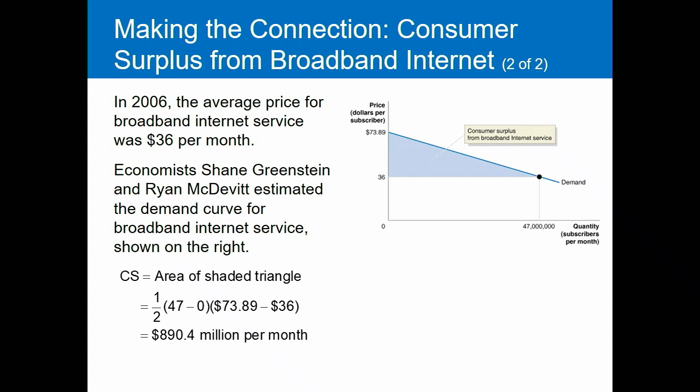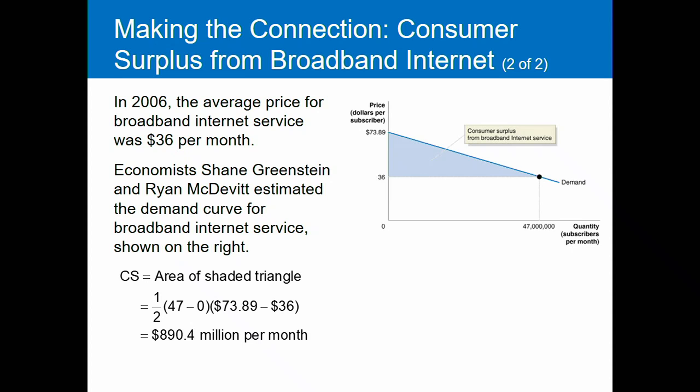$73.89 is where the estimated demand curve crossed the y-axis. So you have $73.89 minus $36, the price. We worked that out. They calculated it was $890.4 million per month in consumer surplus from internet access. In other words, that's a lot of money every month that consumers are being made better off because they're able to engage in these market transactions.